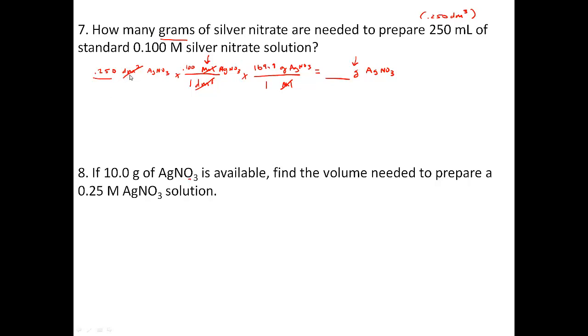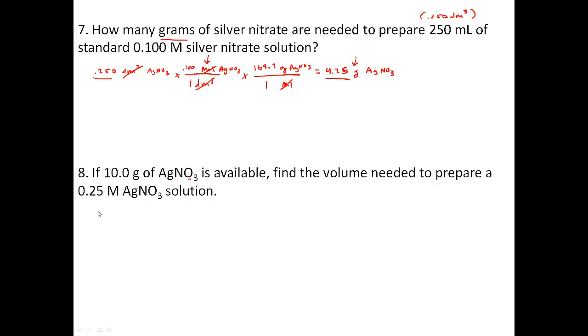It's 0.25 times 0.1 times 169.9. You are going to need 4.24 grams of silver nitrate. So we just used the concentration and the molar mass to get from volume to grams. Okay? Now we're going to do the opposite. We're going to go from grams to volume.